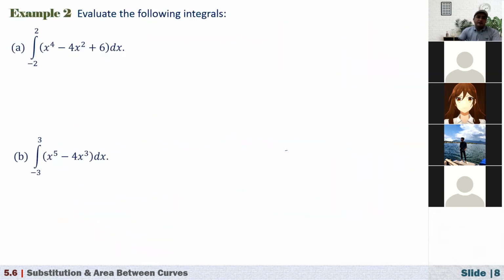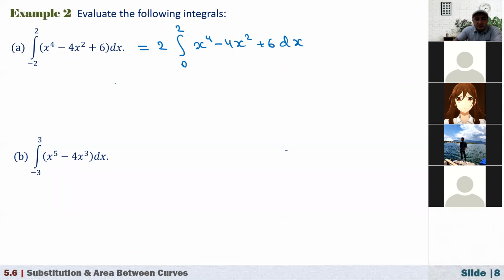All right. Now let's just use them. Evaluate the following integrals. The first one, integral from negative 2 to 2, x to the power of 4 minus 4x squared plus 6. As you see here, the integrand function is an even function. So we don't have to evaluate this from negative 2 to 2. So that's just equal to 2 times the integral from 0 to 2 of x to the power of 4 minus 4x squared plus 6 dx.